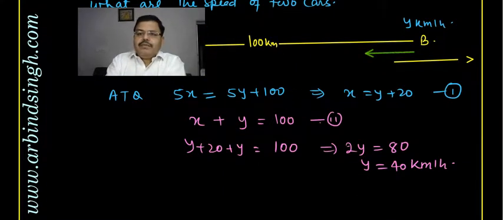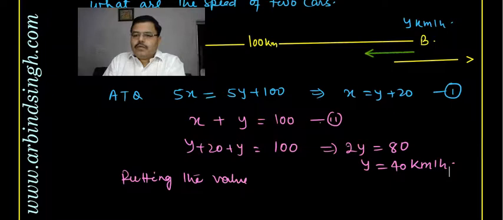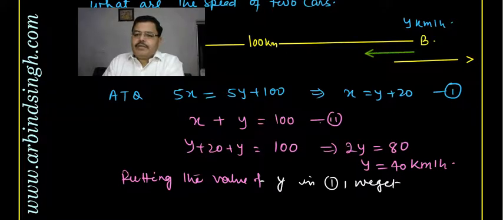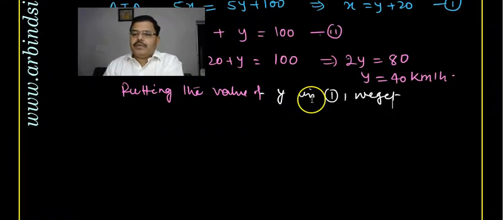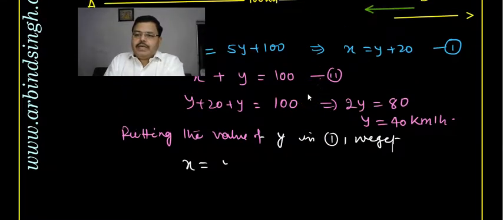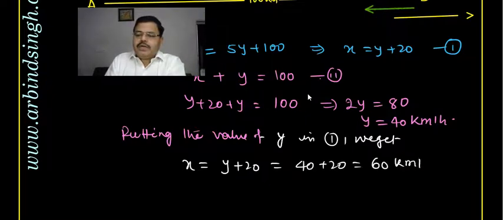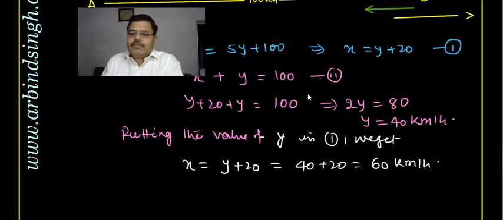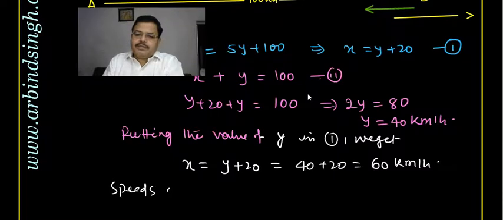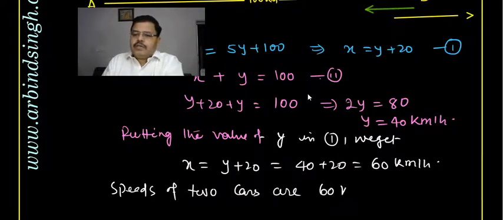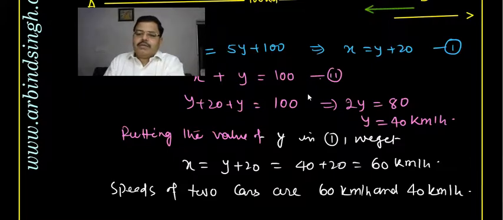Putting the value of y in 1, we get x is y plus 20, and that will be 40 plus 20 is equal to 60 kilometer per hour. So speed of two cars are 60 kilometer and 40 kilometer per hour respectively. That will be the answer.